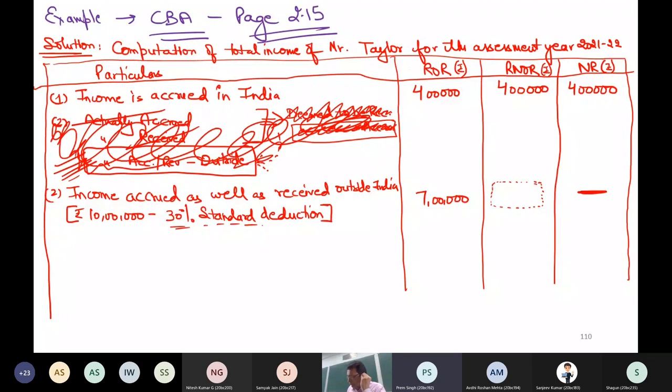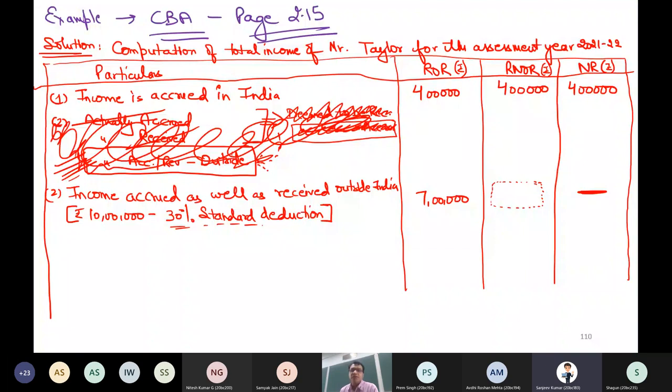No, sir. Why? Because his income is not from business and profession, which is carried on and set up in India. No, there is no need to tell me this point. If income is not from business and profession, the topic is over. Point clear?